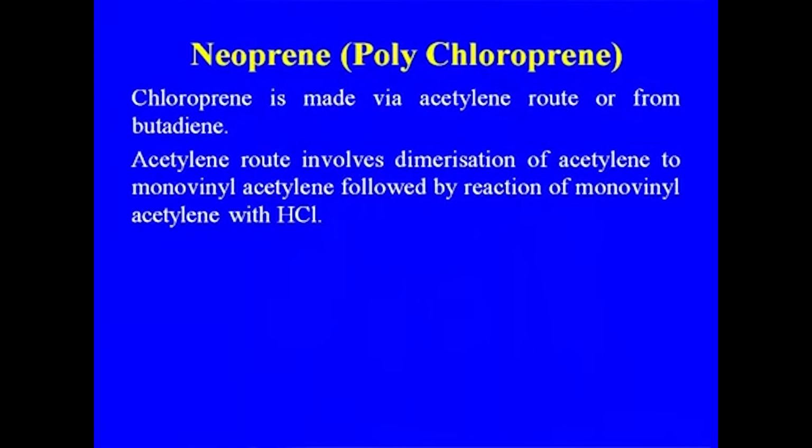Chloroprene, again here also the same acetylene route is available. So, that can be made from the acetylene or the butadiene route, because earlier when the butadiene was not from the petrochemical, acetylene was the route for making of the chloroprene. So, the acetylene route involves dimerization of the acetylene to monovinyl acetylene, followed by reaction of monovinyl acetylene with HCl. So, this was the method that was developed earlier for the acetylene route.